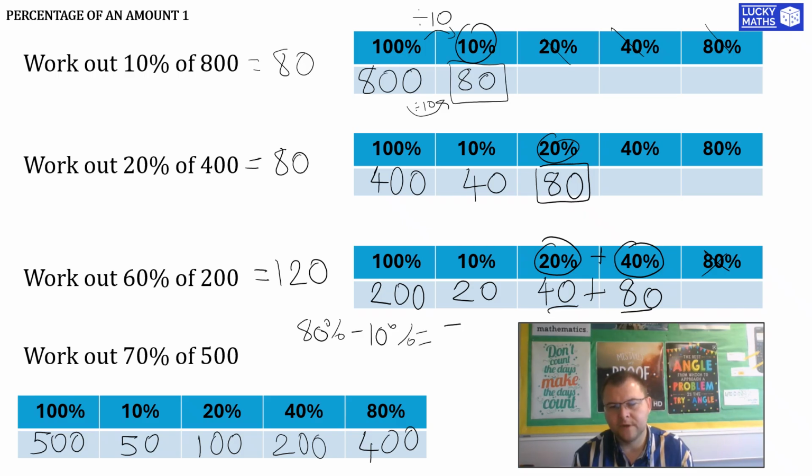One possible way to find 70% is to find your 80% value and subtract 10%. The other way, the standard way I suppose I'd tell you to do, is to add the 40, 20 and 10% together. I'm just showing you the alternative there in case you want to choose that one. 200 plus 100 plus 50 means that 70% of 500 is 350.